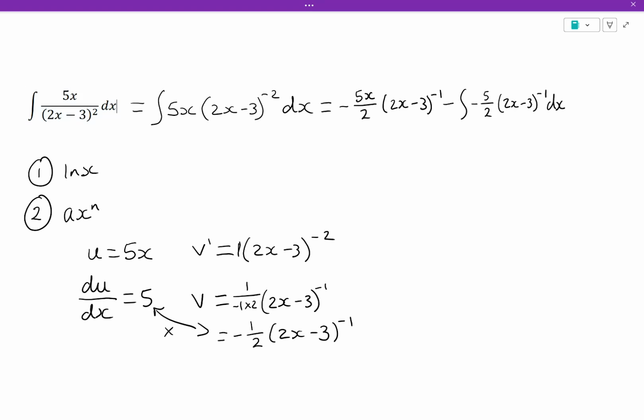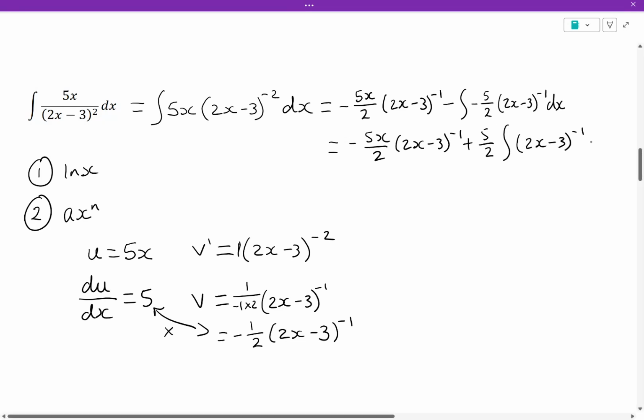So what we would get then is what we've already integrated here. And then it's going to be a plus, because we've got a negative and a negative, and then 5 over 2, and then the integral is going to be of (2x subtract 3) to the power of negative 1 with respect to x. Now we're going to have to do this next integral.